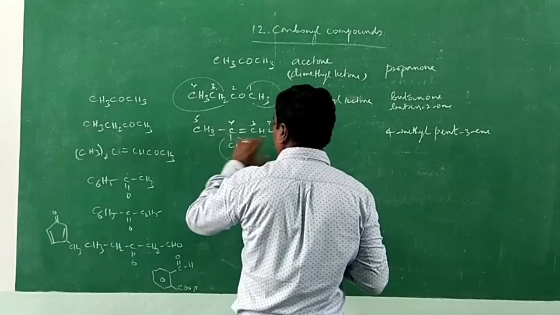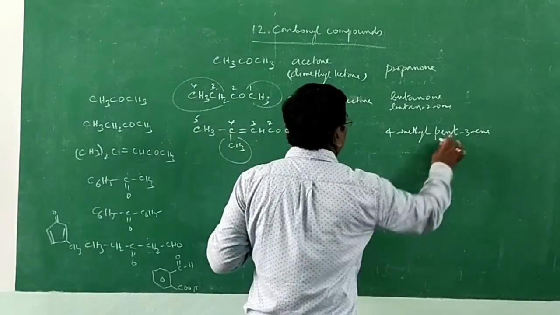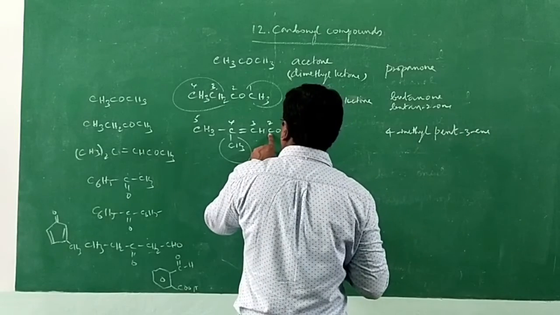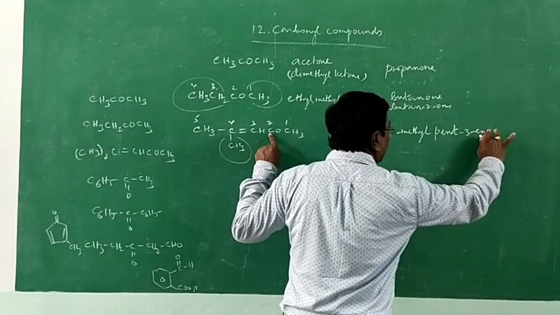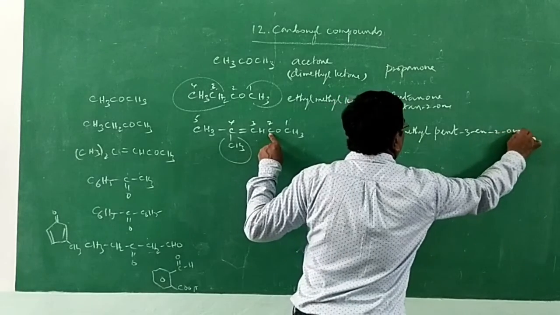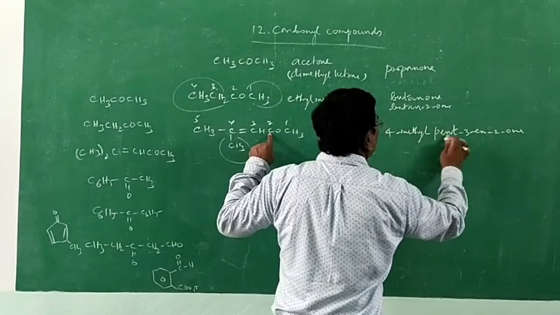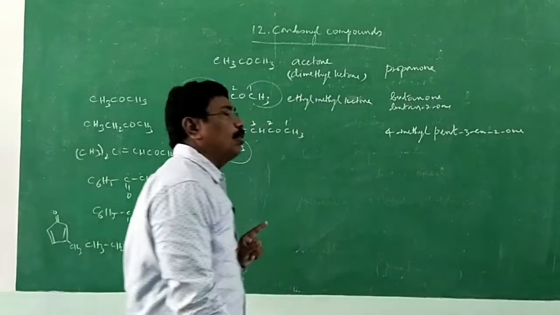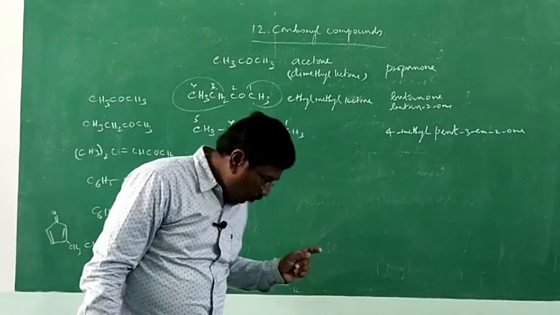4th carbon atom methyl branch. Totally 5 carbon atoms, pent. At the 3rd carbon double bond, and at the 2nd carbon atom ketone. Therefore 3-ene-2-one. O is a vowel letter, therefore E can be eliminated. 4-methylpent-3-en-2-one, pentenone, 4-methylpentenone.